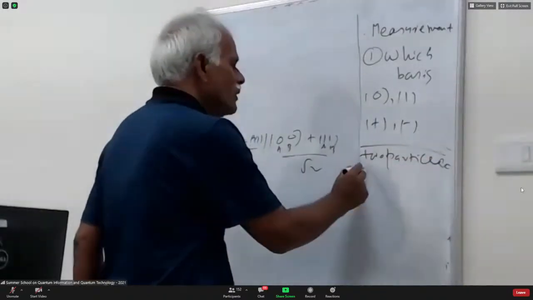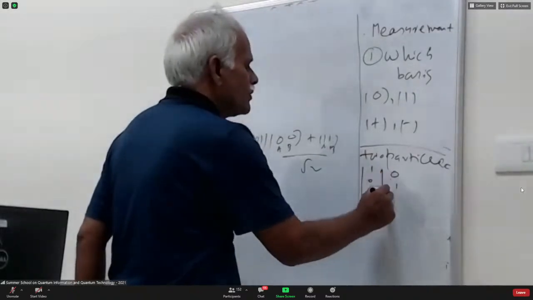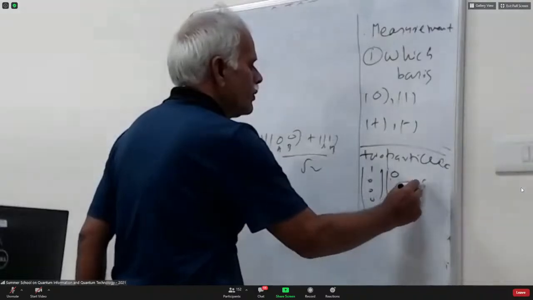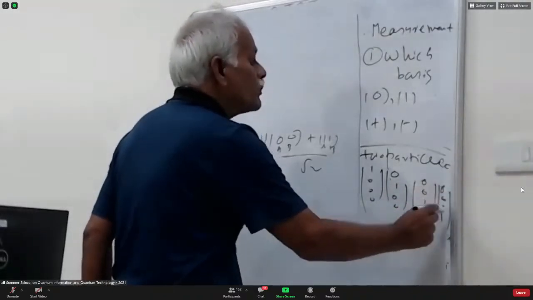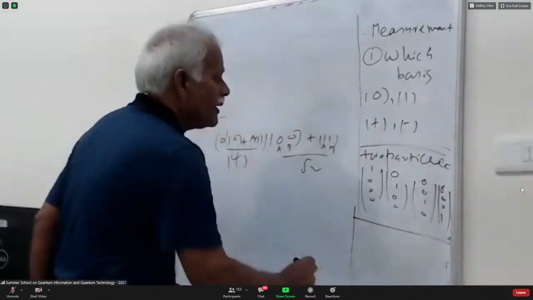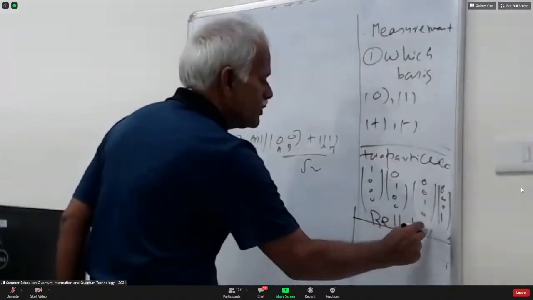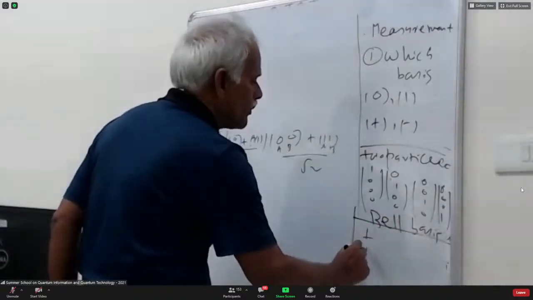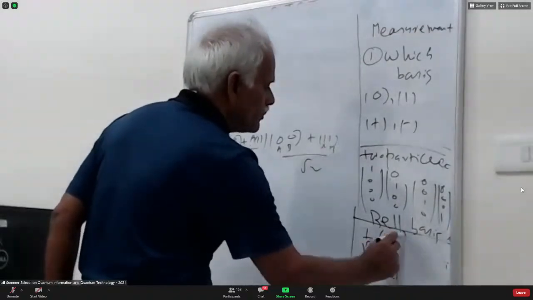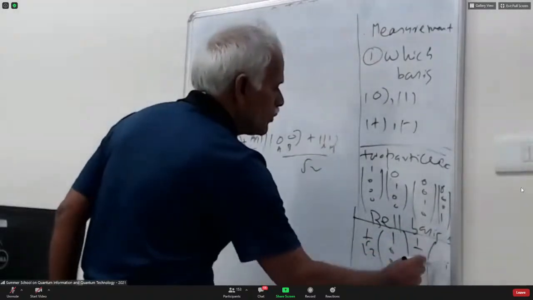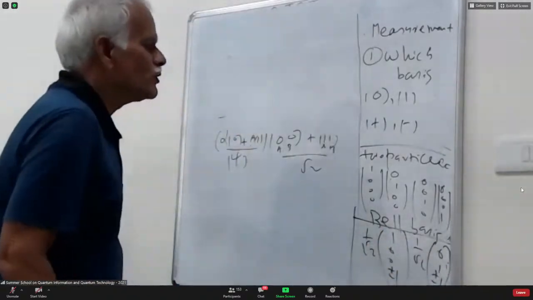The basis could be the computational basis: 0 0, 0 1, 1 0, 1 1. Or it could be the Bell basis. In fact, we will be using the Bell basis: 1 by root 2 of (0 0 plus minus 1 1), and 1 by root 2 of (0 1 plus minus 1 0). This is the basis which you use.